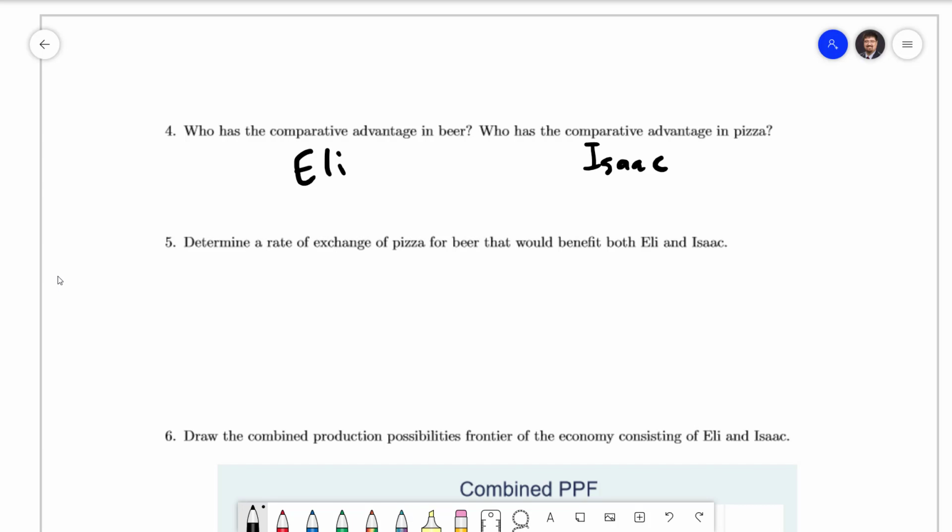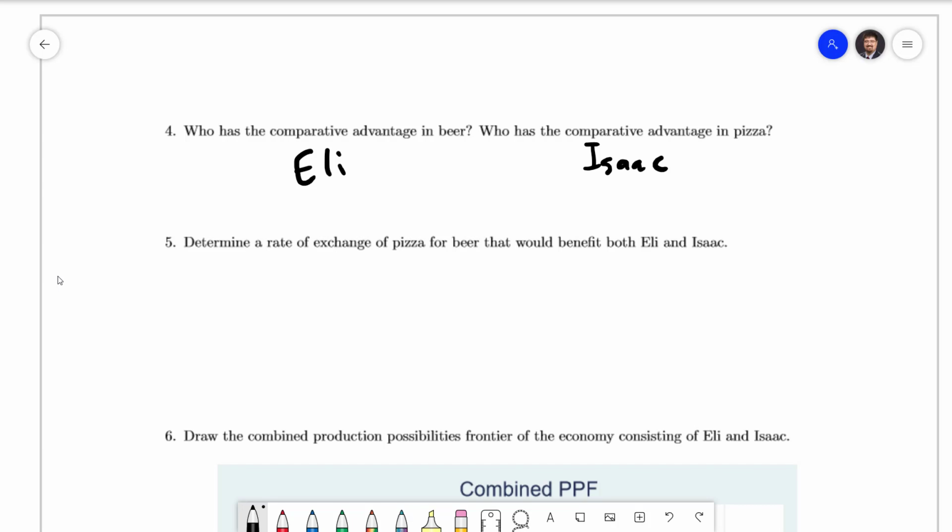Next, we're going to determine a rate of exchange of pizza for beer that would benefit both of them. We know that Eli is going to specialize in beer, Isaac is going to specialize in pizza, because that's who has the comparative advantage. Since Eli's opportunity cost for beer is 5 pizzas, he's going to have to get at least that many pizzas in exchange for every beer. On the other hand, Isaac's opportunity cost for beer is 10 pizzas, so he's going to need the exchange to be less than 10 pizzas for every beer in order to benefit.